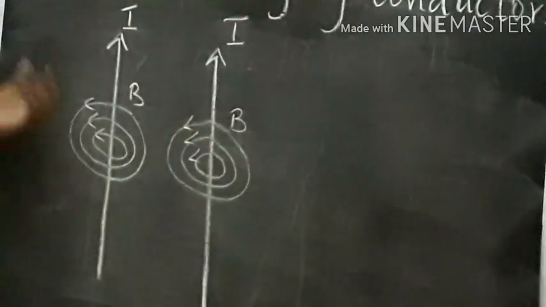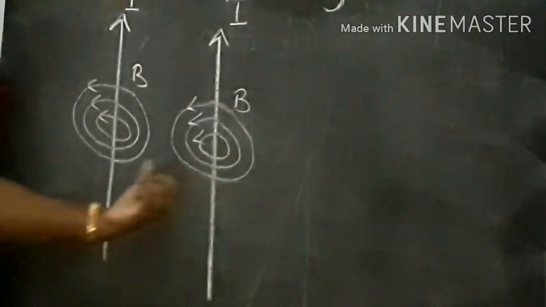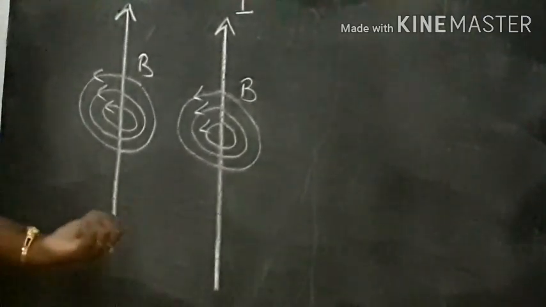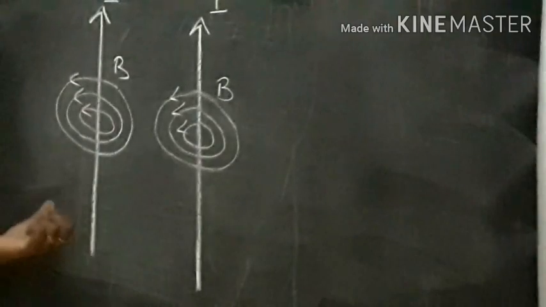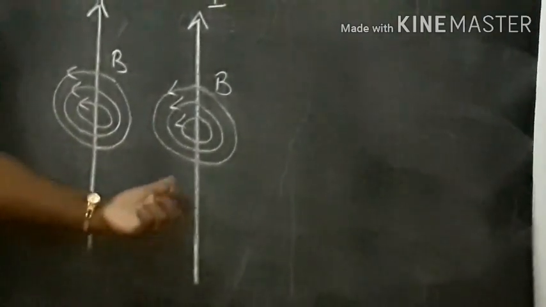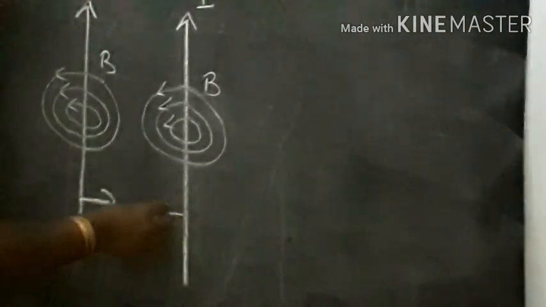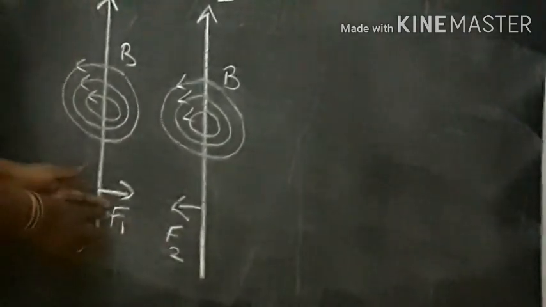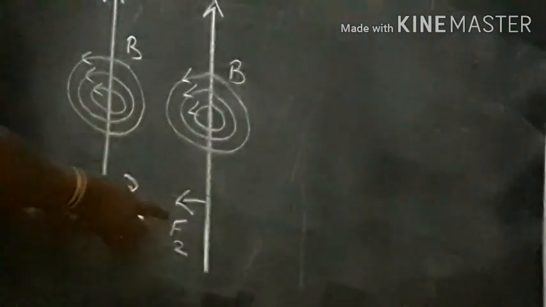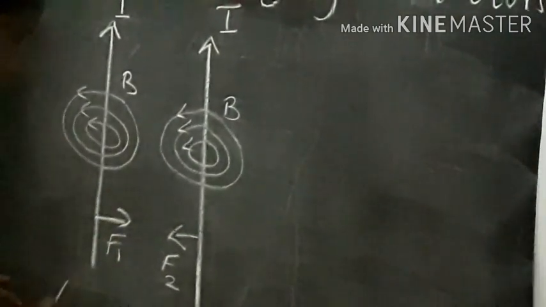So a force is created in both the conductors, and because of the force created in this conductor, it is attracting conductor 1, and because of the magnetic field created in this conductor, there will be a force which is attracting conductor 2. So there will be a force in the opposite direction. This force is due to the magnetic field in this conductor, and this force is due to the magnetic field in this conductor. So now there will be an attractive force.